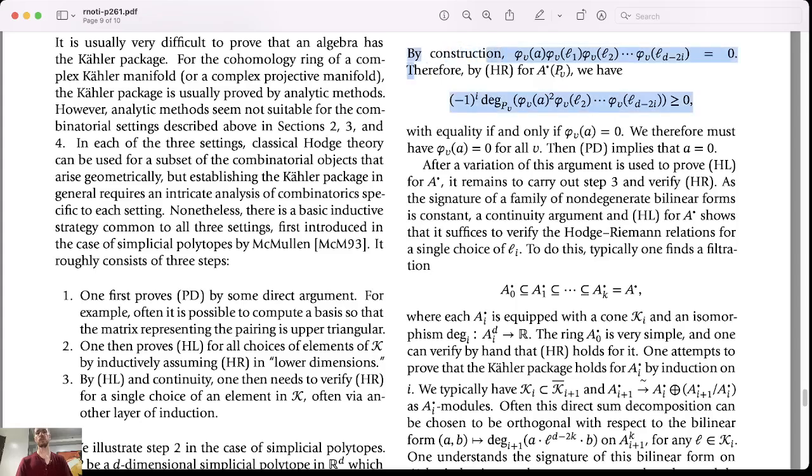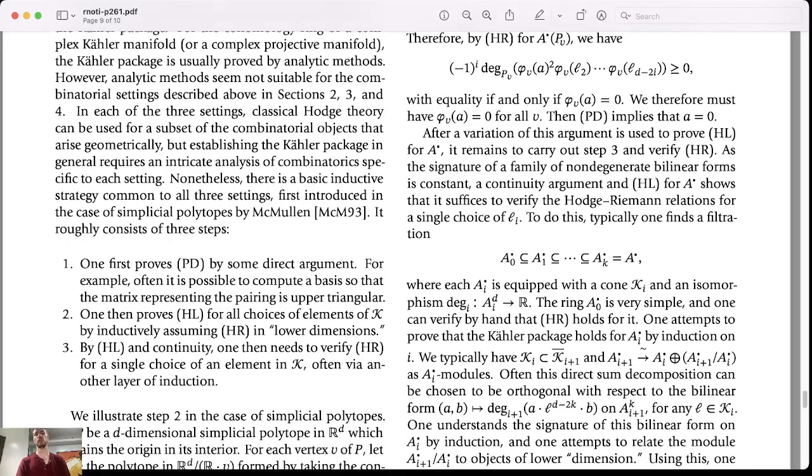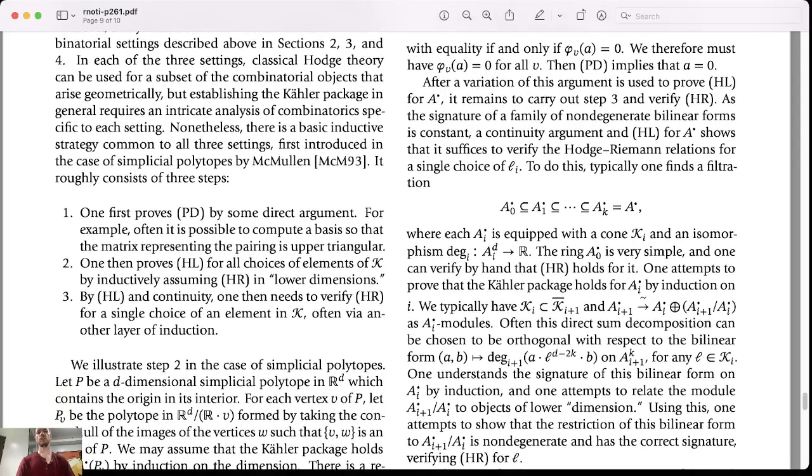Therefore, by Hodge-Riemann for A^•(P_v), we have (-1)^i times the degree over P_v of a_v squared L2_v ... L_{d-2i}_v is bigger than or equal to 0, with equality if and only if a_v is 0. We therefore must have a_v is 0 for all v. Then the Poincaré duality property implies that a equals 0. After a variation of this argument is used to prove hard Lefschetz for A^•, it remains to carry out step 3 and verify Hodge-Riemann.